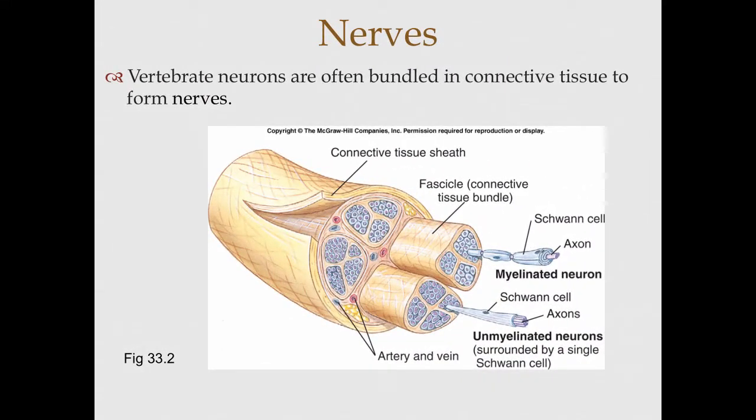Now let's talk about where these electrochemical signals are being transferred. The large structure involved is called a nerve, but nerves are actually bundles of neurons bundled together in connective tissue. So these individual purple cells are the neurons. A neuron is another name for a nerve cell. And the entire bundle of neurons is generally referred to as a nerve.